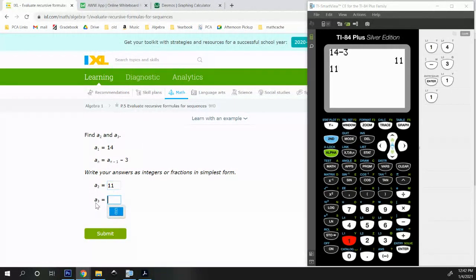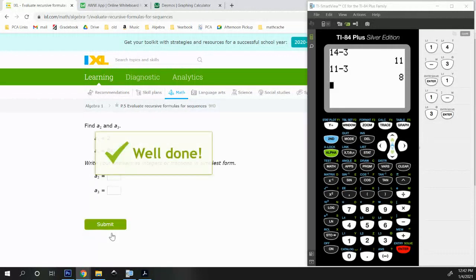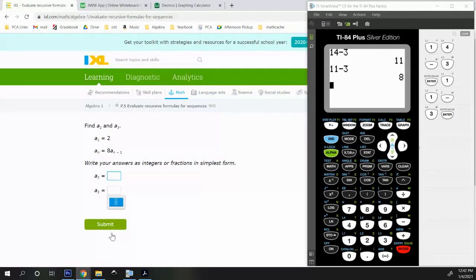All right, if I want to find a_3, I go to my formula. It says take the term before it. Well, the term before a_3 was a_2, so that's 11. Put it right here and do minus 3. So I'm going to do 11 minus 3 and press enter, and it's 8. So a_3 is 8. So that's basically all we're doing.